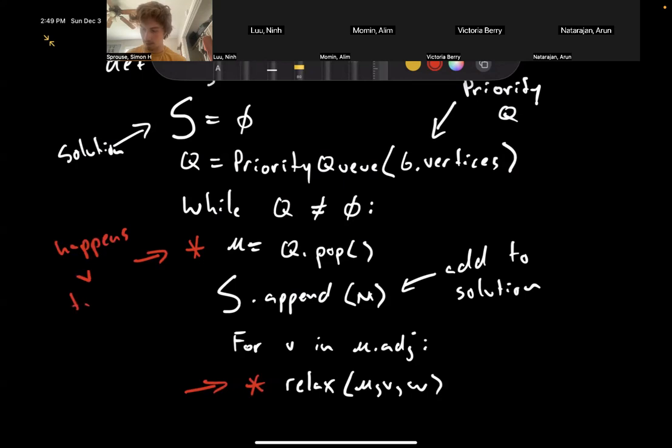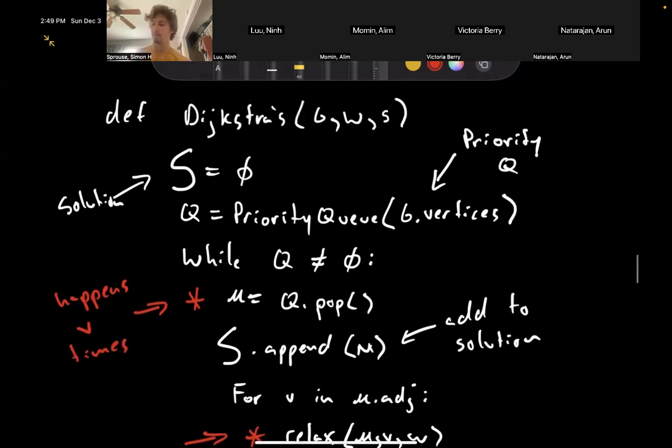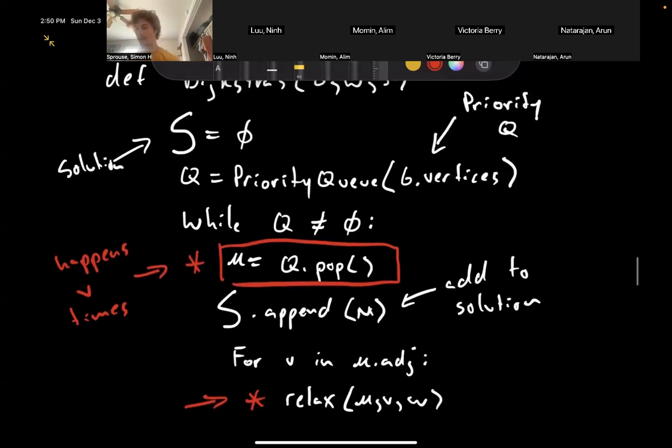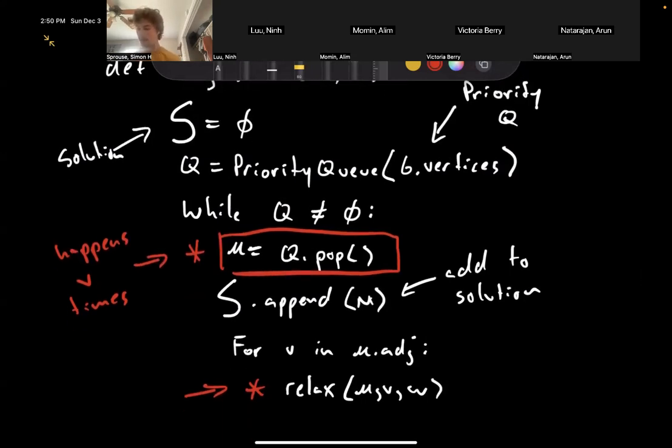This happens V times. So the runtime for Dijkstra's algorithm is going to be this happening V times, however expensive this line is, right? And we'll get to that in a second. And then this last line right here, it's kind of like this little inner part, this for loop inside the while loop. This is going to happen.